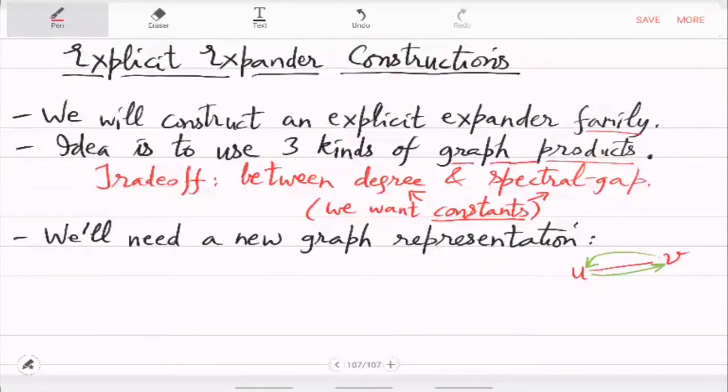So when you think from the point of view of u, v is, let's say, the ith neighbor of u, and when you think from the point of view of v, u is the jth neighbor. So basically for every vertex u, we want to store the neighbors in a certain order, and since you will do this for all the vertices, (u, i) will take you to v, and then (v, j) will take you to u. That's the representation.